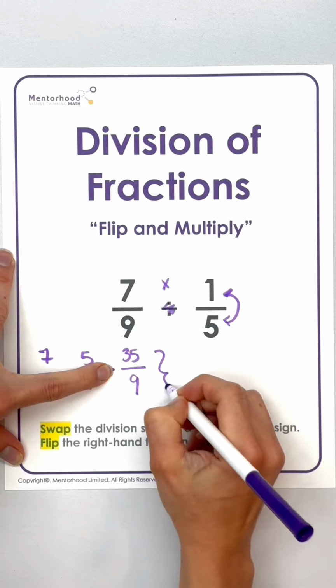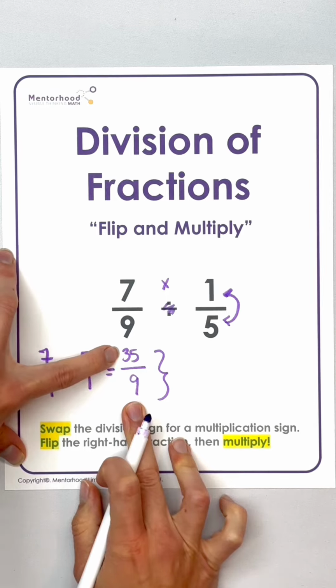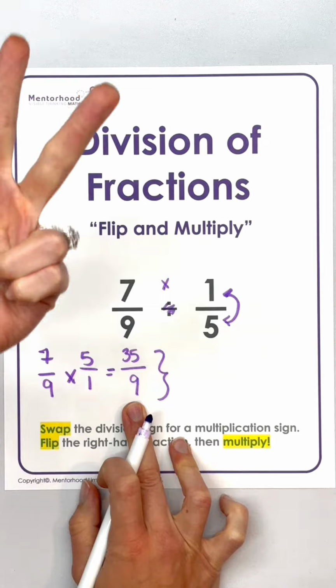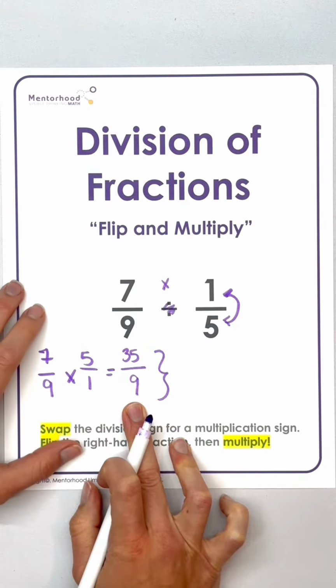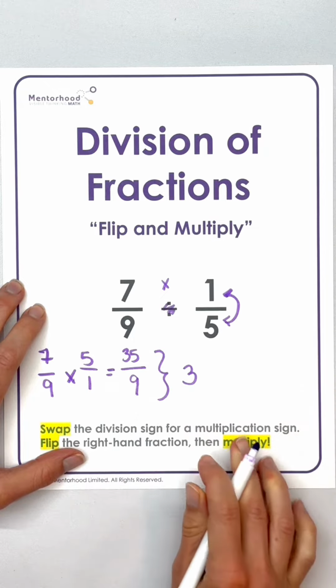So how many 9s fit into 35? Well, you can't get to 36 because you only got 35. Otherwise you could fit 9, 18, 27, 36. Okay, so we can't quite fit 4. So we've got 3 wholes. Now what is 9 times 3?